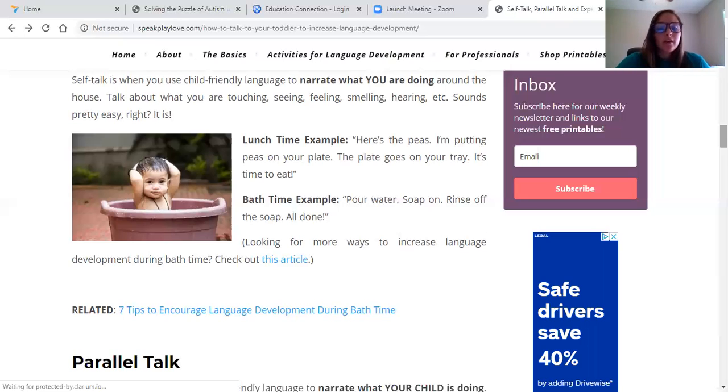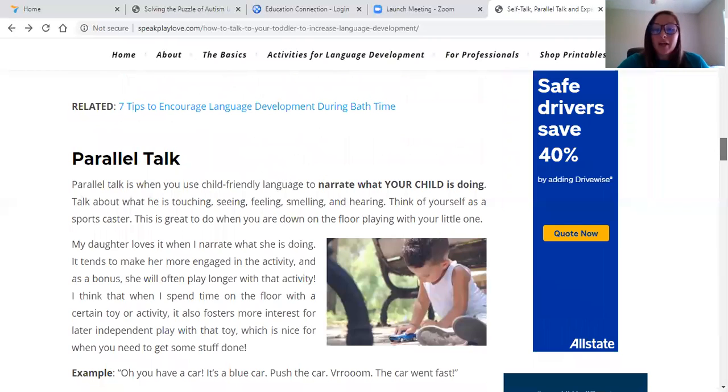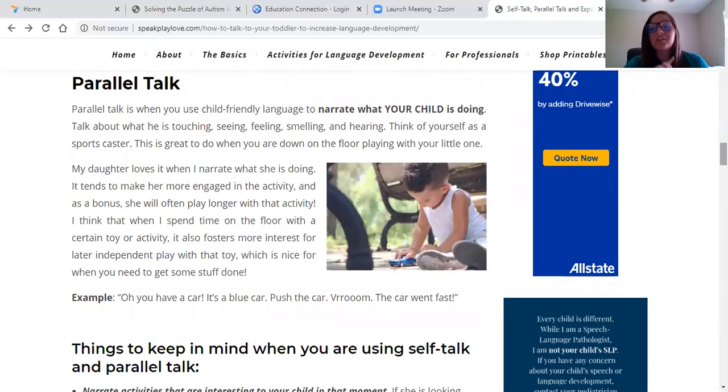The next one is parallel talk, which is the opposite. You're not talking about what you're doing. You're talking about what your child is doing. So maybe they're sitting there, playing with a car, maybe they're watching a video, anything like that. Basically you're going to do exactly what you did when you're talking about what you're doing, but it's what they're doing. Like they give the example of, oh, you have a car. It's a blue car. Push the car. Vroom, vroom. The car went fast.